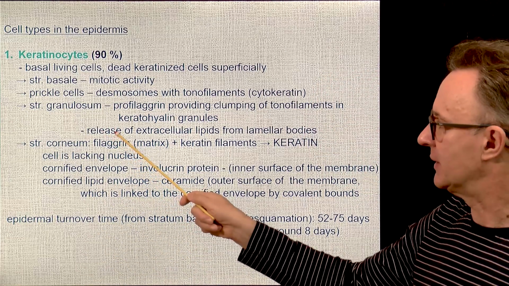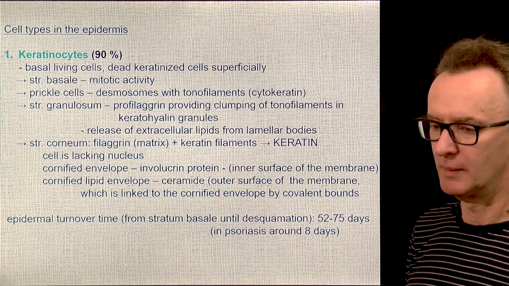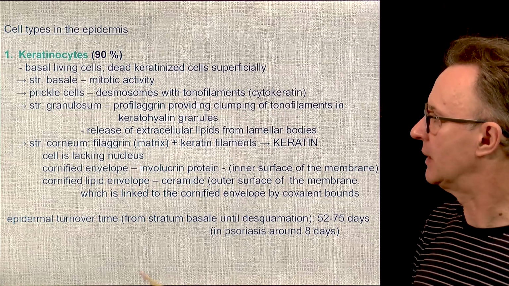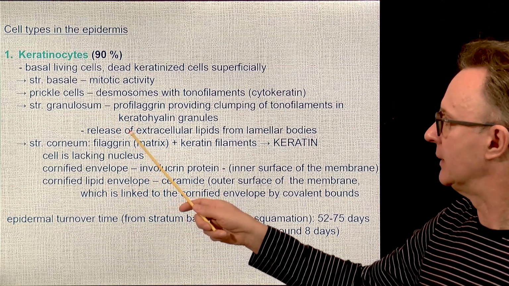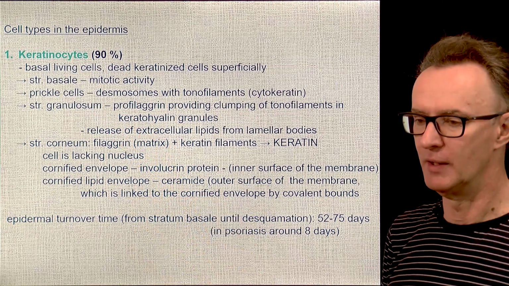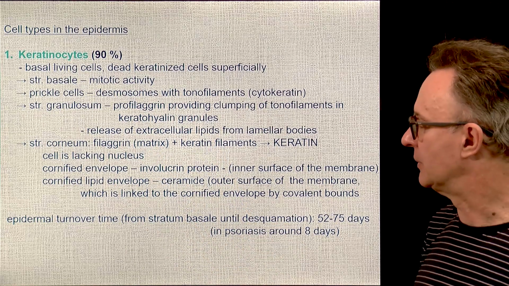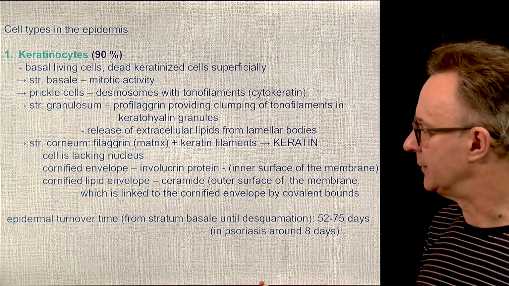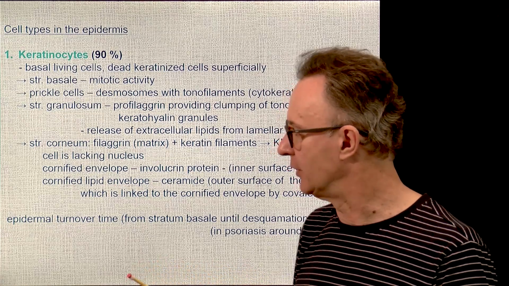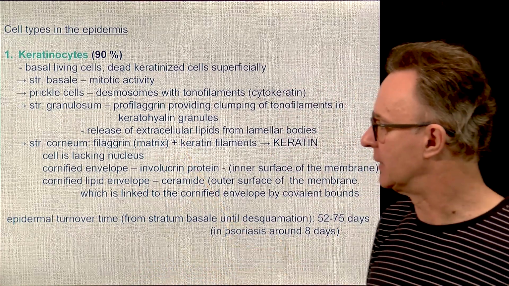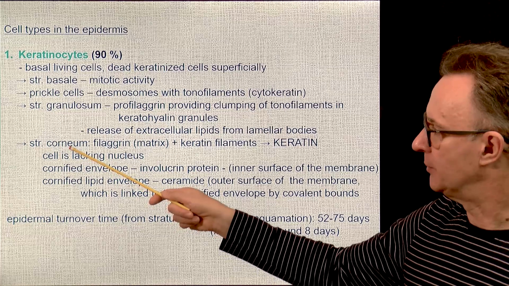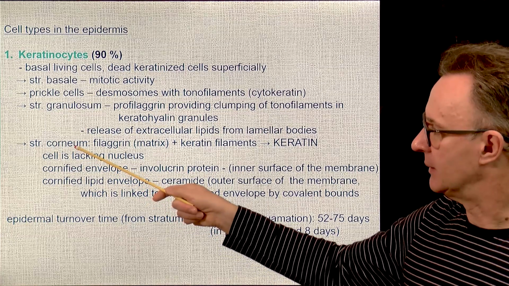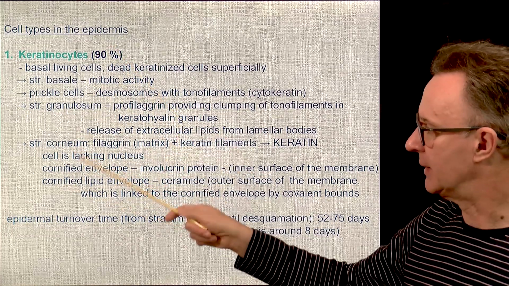And it's interesting that from the so-called lamellar bodies of the stratum granulosum cells, we have a release of extracellular lipid, and this will be important for the sealing against water loss. I will mention it later. The stratum corneum is the uppermost layer, so we are upside down now.